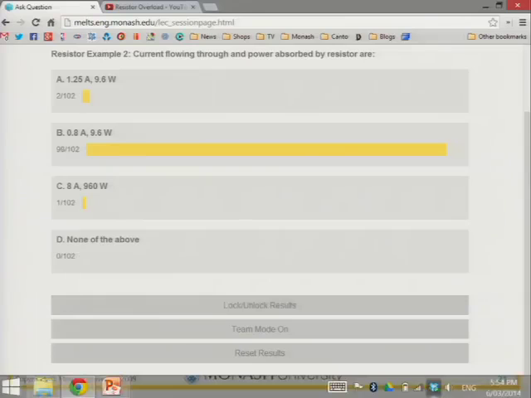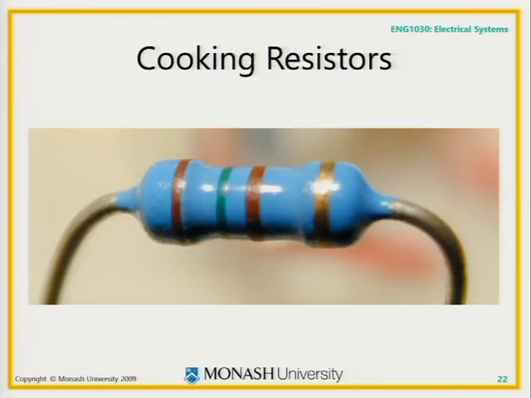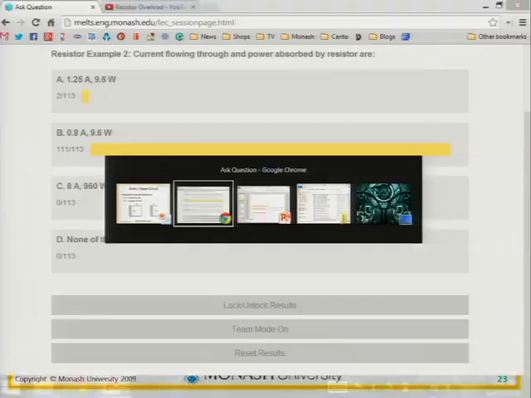How are people going with that? Yep, good. And I can see that you can all realize that the power will be equal to V squared, which is 144 over 15, whatever value that is, so it's like 9.6 watts. All right. And so will this resistor be okay, or has it gone to resistor heaven? It's gone to resistor heaven, right? It's gone pff, just like the other one. Okay. Very good.